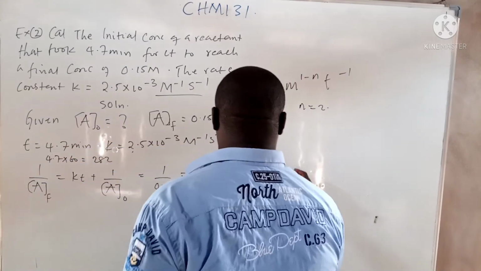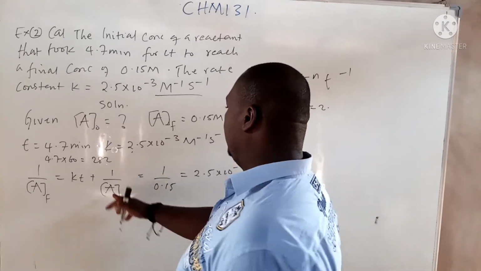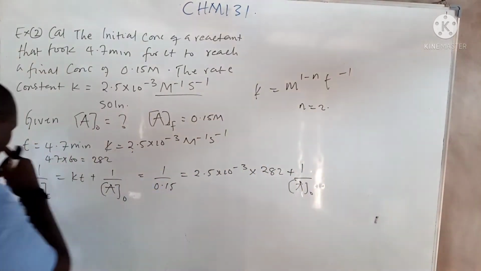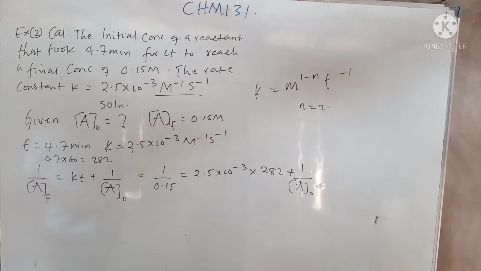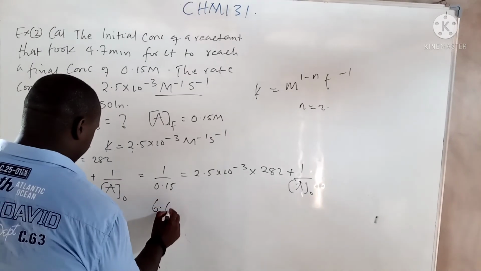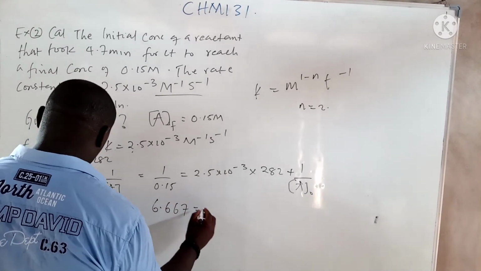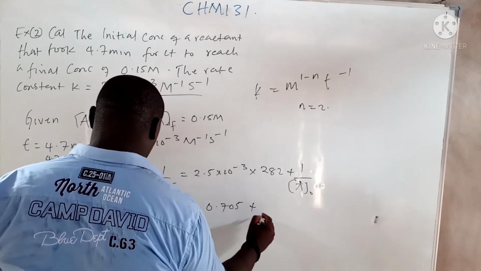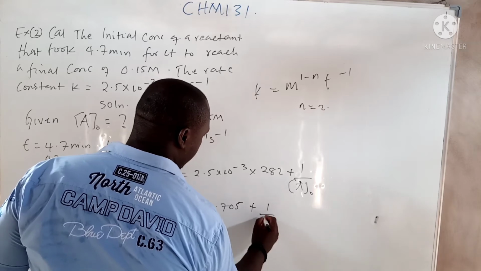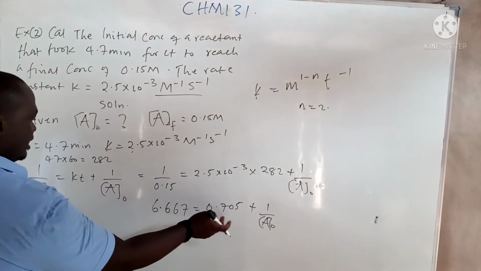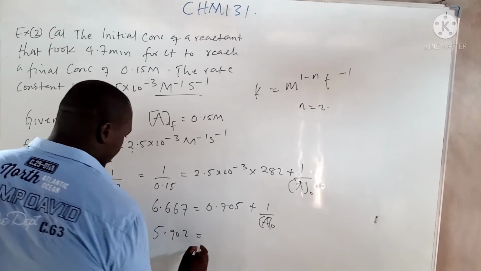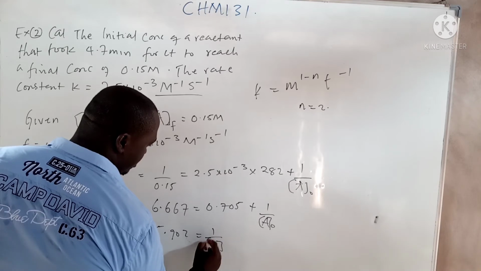Now, plus 1 all over the initial concentration we were asked to find. So if you punch it in your calculator very well, this should give you 6.667, which is equal to 0.705. You times this to this, then plus 1 all over A, concentration of A initial. So collecting like terms, this will come here, and what you get is 5.029 is equal to 1 all over A0.